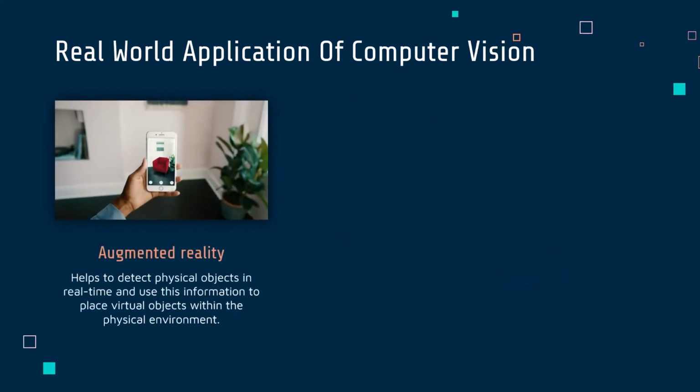Fourth is augmented reality. Computer vision is the core element of augmented reality apps. This technology helps AR apps to detect physical objects, both surfaces and individual objects within a given physical space in real time, and use this information to place virtual objects within the physical environment.